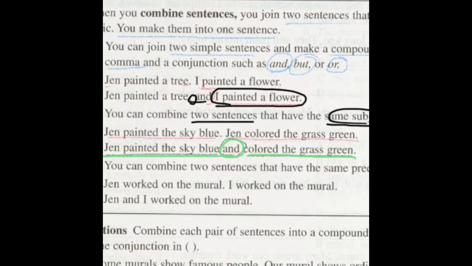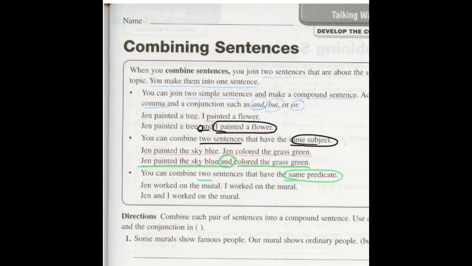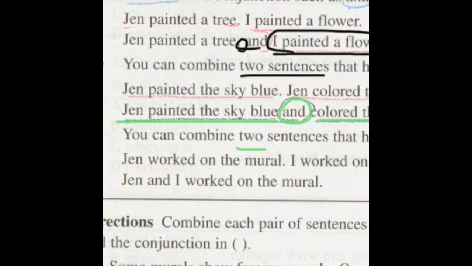We can also combine the two sentences if they have the same predicate. Think of the predicate as kind of the action, okay? What the subject does, okay? Let's look at our two example sentences. Jen worked on the mural.